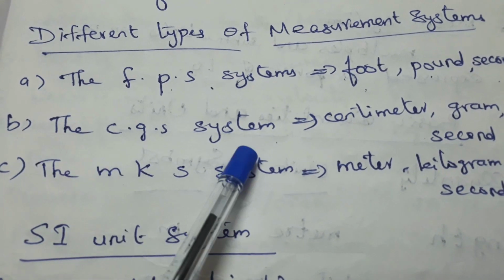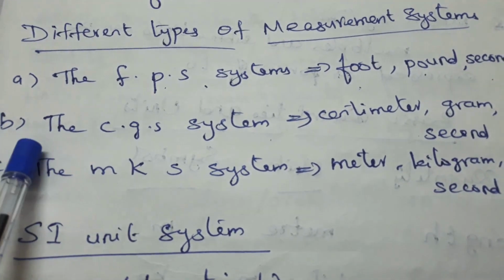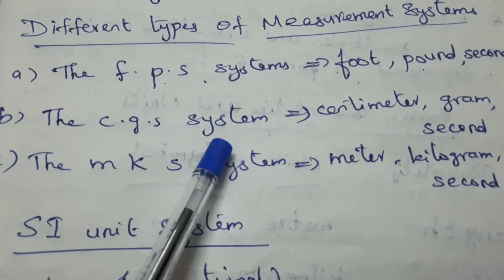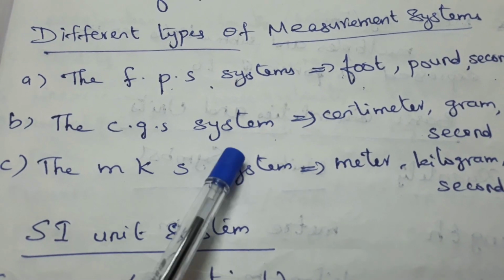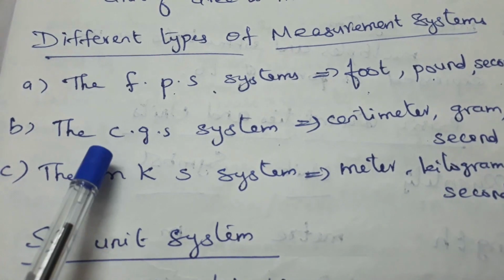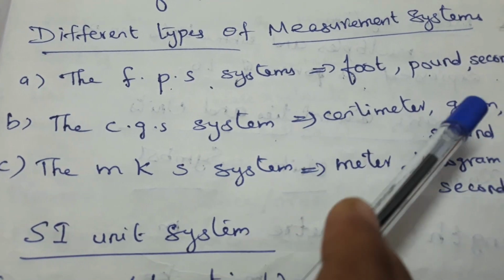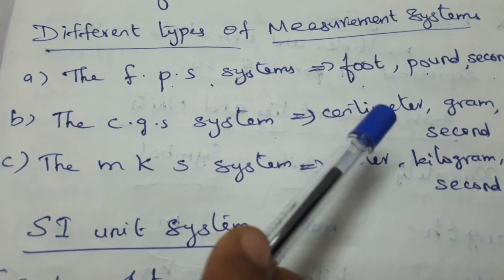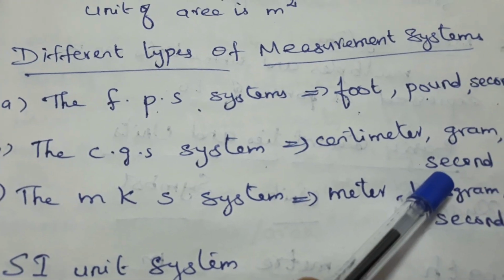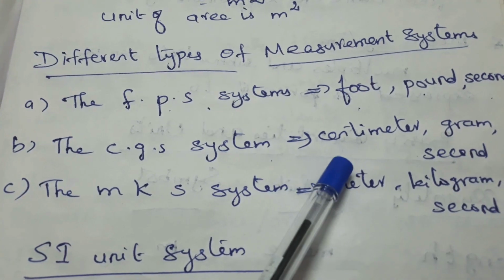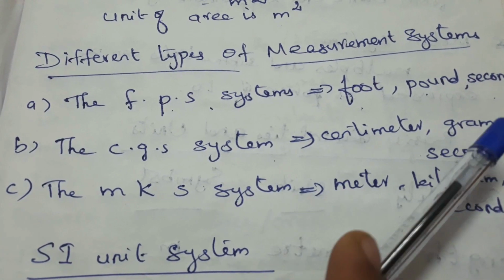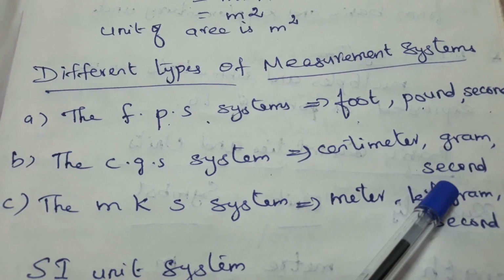The CGS system is the Gaussian system, that is centimeter, gram, second. It is also used to measure length, mass and time.